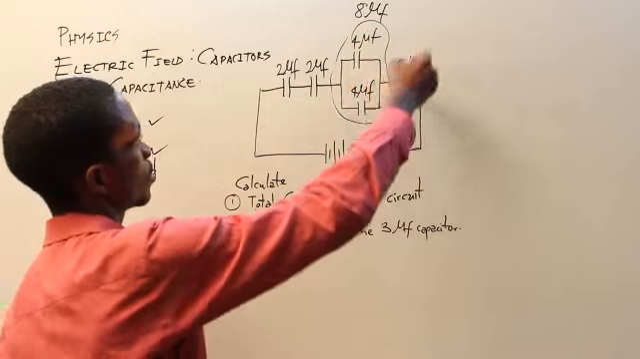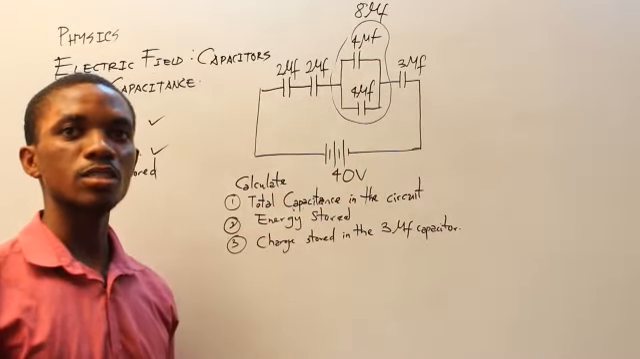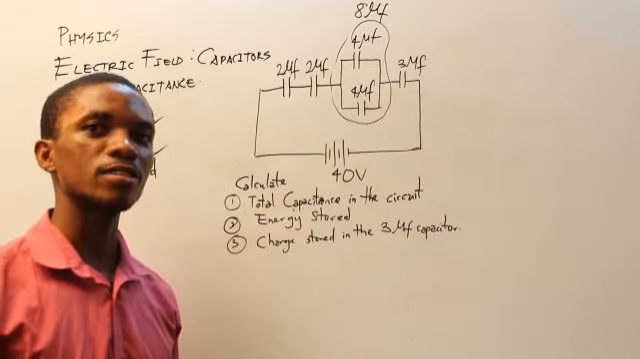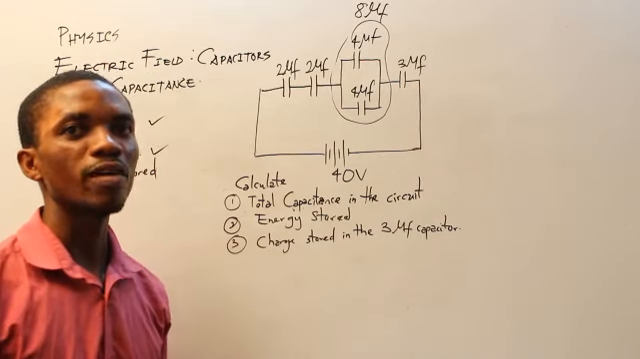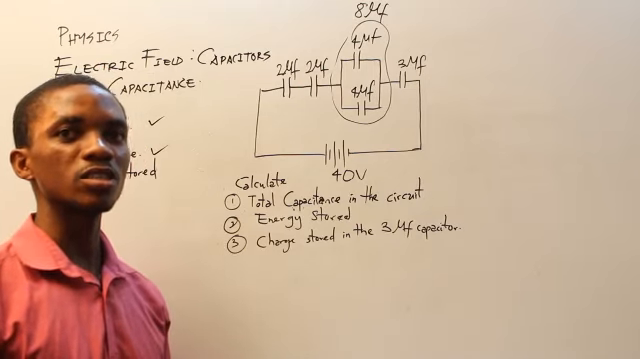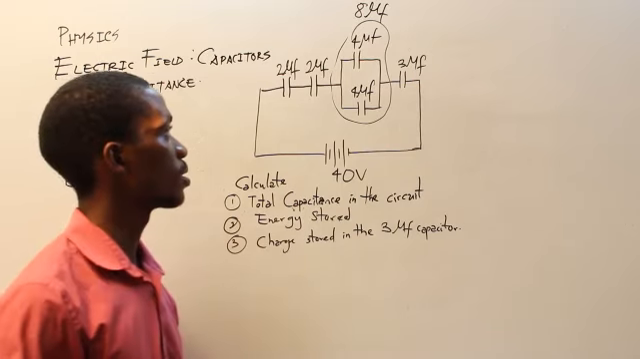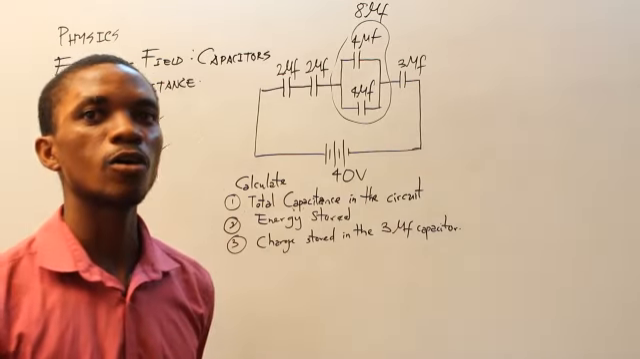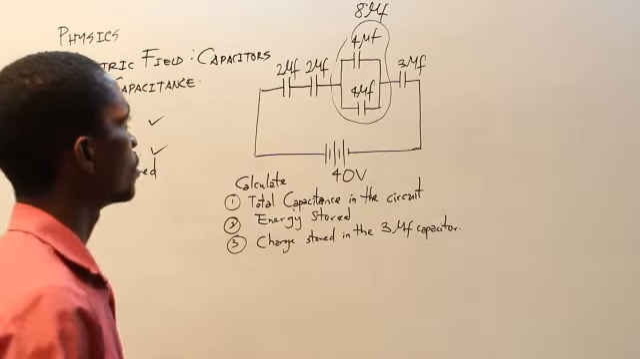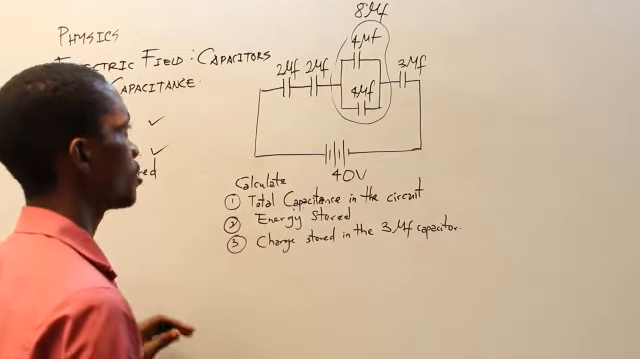It is very good for you to know that capacitance is always measured in farads. It could be microfarad, nanofarad, or picofarad, but it is always measured in farads. It could be millifarad on some occasions. The pico or milli are all sub-multiples. So let's proceed.